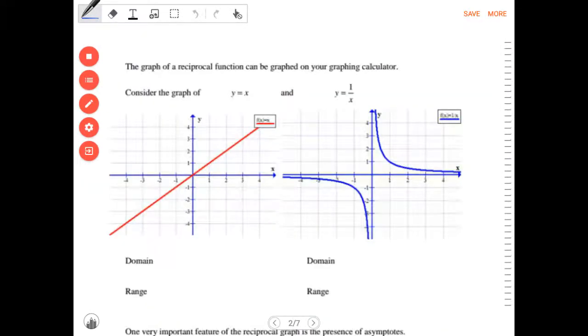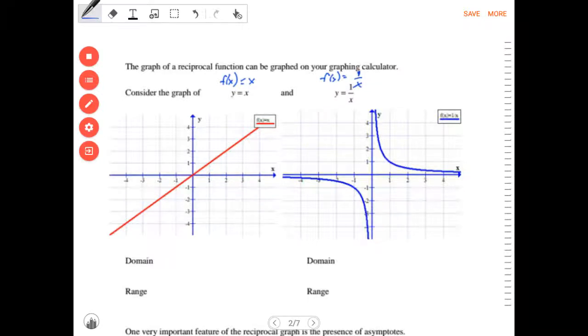So the graph of a reciprocal function can be graphed on your graphing calculator. If you have a TI-84, it's y equals x and y equals 1 over x. If you have a TI-Inspire, remember TI-Inspire's graph f of x's. So f of x would equal x, and then f of x would equal 1 over x. Sorry, I guess it'd be 1 over x. All good.